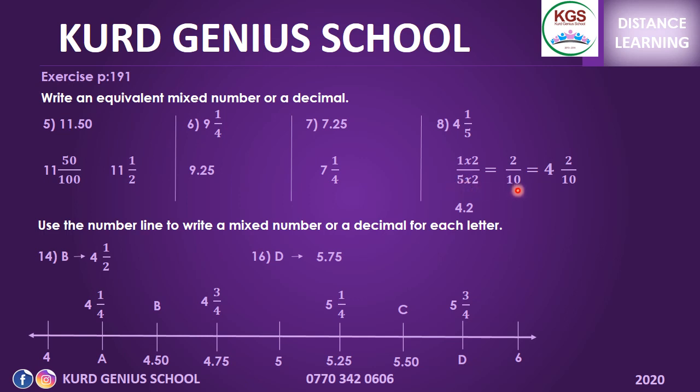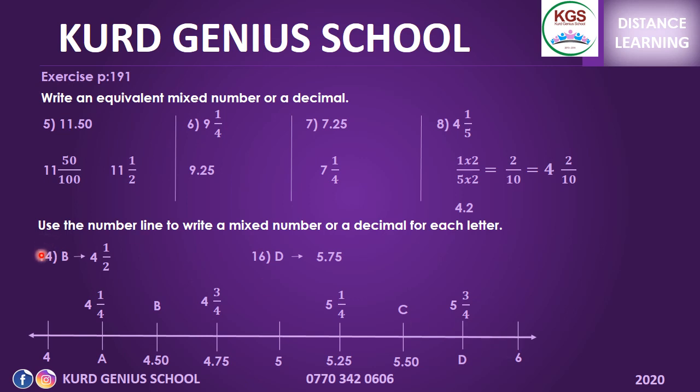Change it to 10. Use the number line to write a mixed number or a decimal for each letter. We have a number line. The number line shows from 4 to 6, and each unit is divided into 4 subunits. So we have 4, 4 and a quarter, 4 and 50 hundredths, 4 and 3/4, 5, 5 and a quarter, 5 and 50 hundredths, 5 and 3/4, 6.